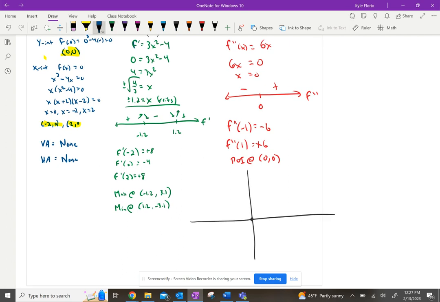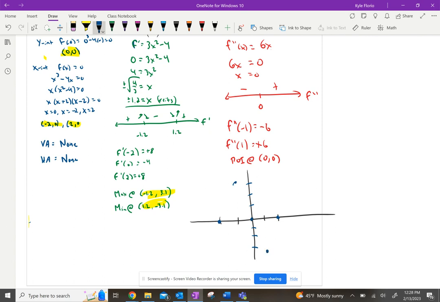So 0, 0 is a point. And then I think we said 2, 0 and negative 2, 0 are also intercepts. We have some more points here that I can plot. At negative 1.2, we have a height of 1, 2, 3, or just over 3. And at positive 1.2, we have a height of negative 3.1. 1, 2, 3, right around here.